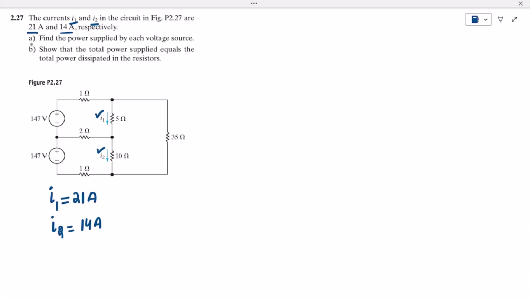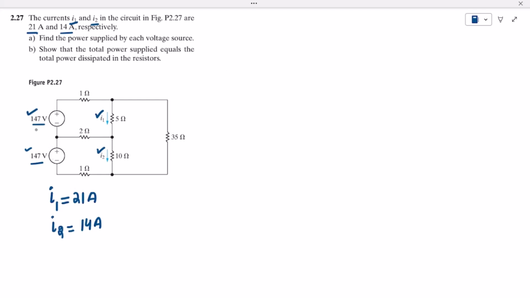On the basis of it, part A is to find the power supplied by each voltage source. This is the 147 volts voltage source, and this is another 147 volts voltage source, and we have to find the power supplied by them. Part B is to show that the total power supplied equals the total power dissipated in the resistors. So in all of these resistors, we have to find the power which is absorbed, or dissipated. These two are the power supplying sources, while the others are the resistors, which are the passive elements.